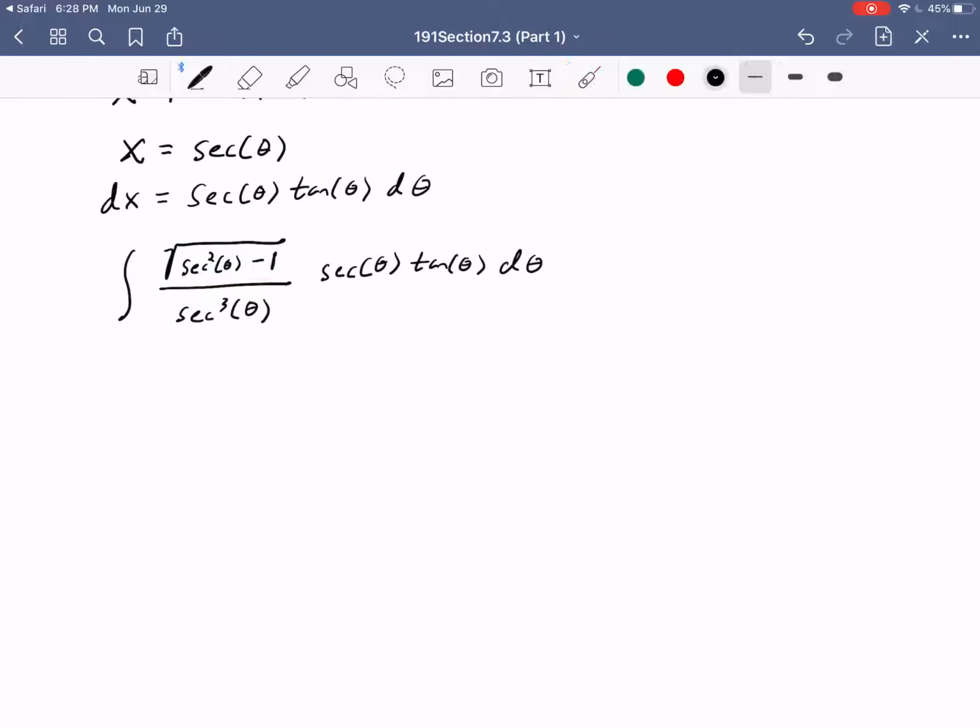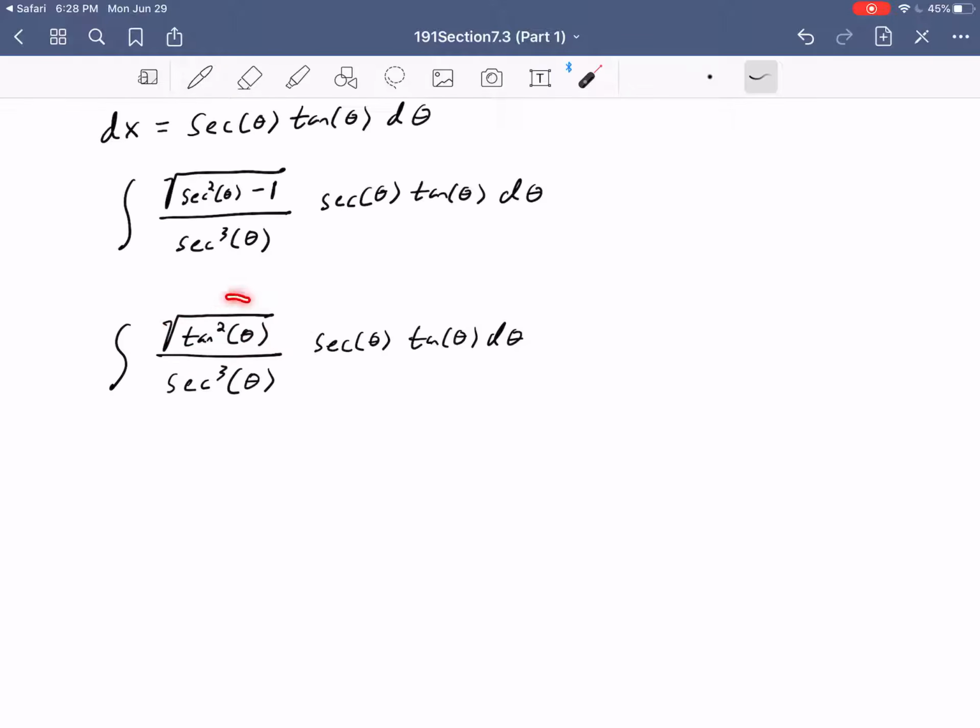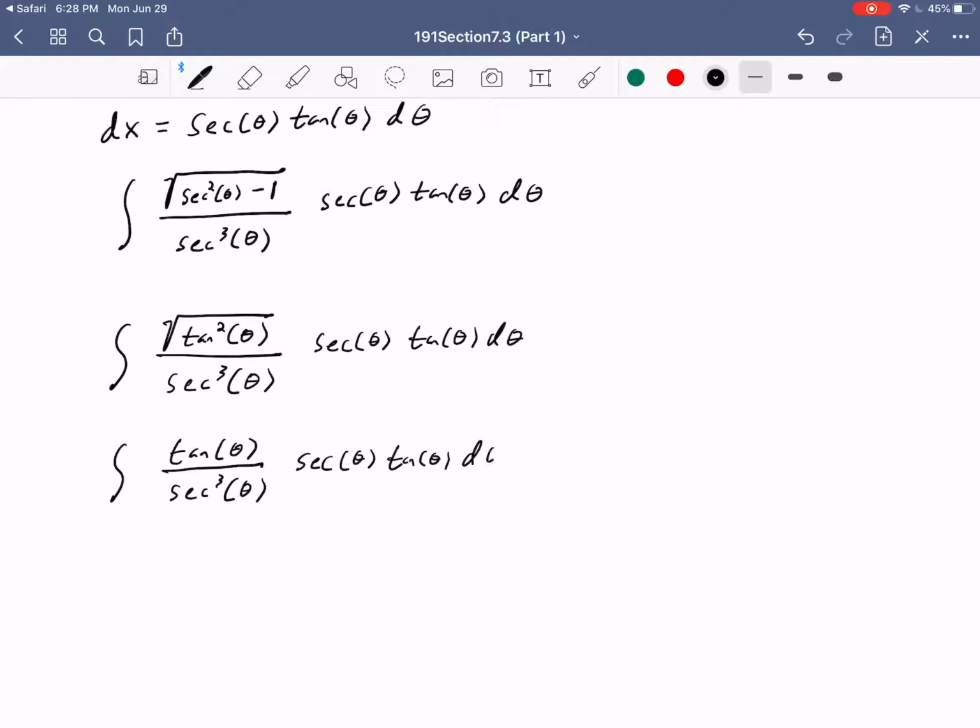Secant squared minus 1 is tangent squared, so we get the integral square root tangent squared, which again is why we're choosing to do this. And we've got our secant tangent d theta. Okay. Here now we can apply the square root and simplify that. So we have the integral tan theta over secant cubed theta, secant theta tan theta d theta.